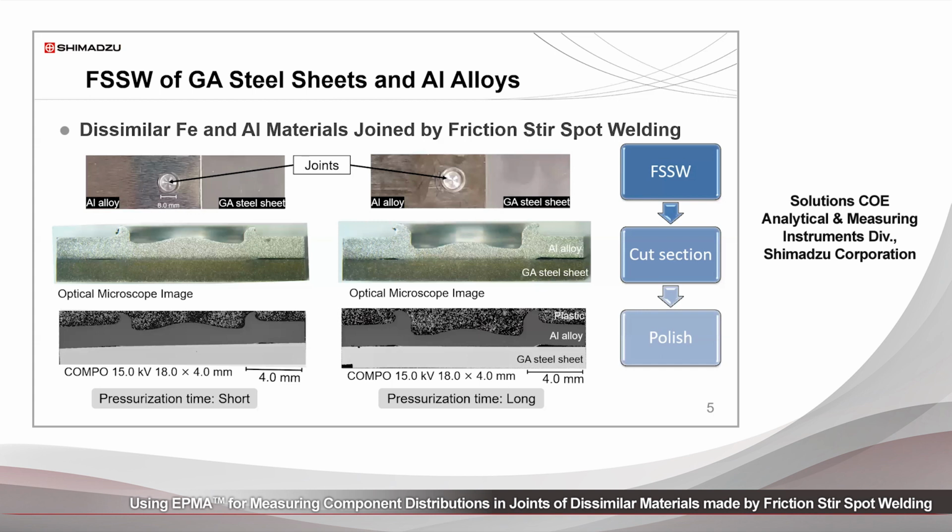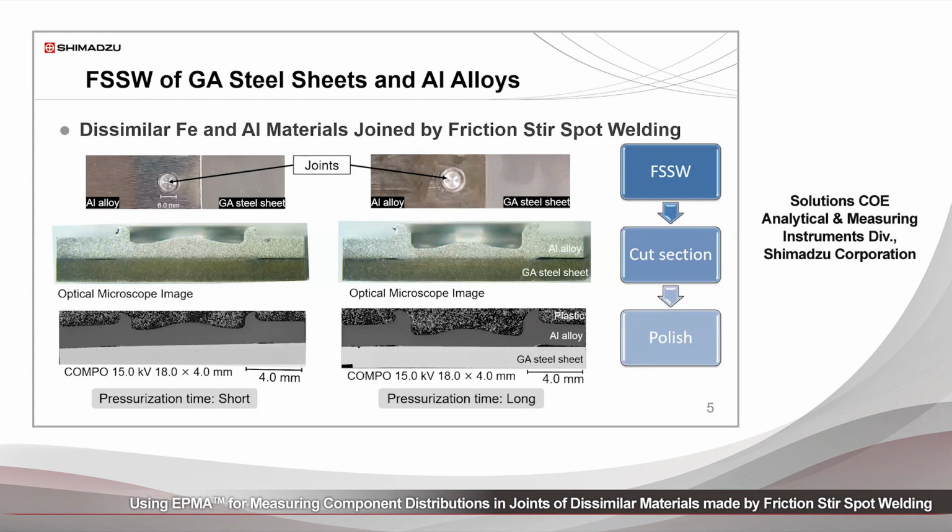In the middle row are some optical microscope images of the welded area. This was made with a shearing machine by cutting along the welded joint itself. Pictured on the top is the aluminum alloy, and below that is the galvanneal steel sheet. You can see the button-like indentation as well as the burr-like protrusions around the perimeter of the button.